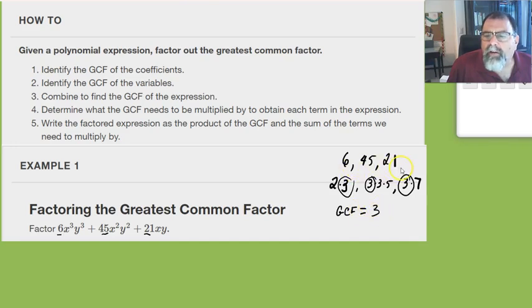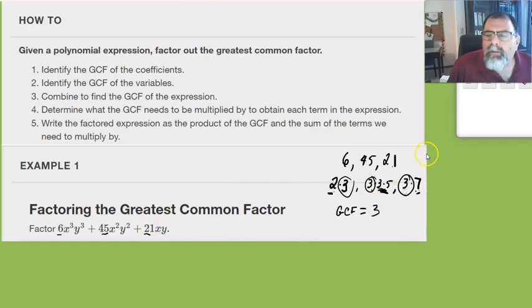3 would divide in all of them, and then what's left, right? So 6 is 2 times 3, so if I factor out a 3, I'm going to be left with the 2. 45 divided by 3 is 15, 3 times 5. So if I factor the 3 out, 15's left. So this is another nice benefit of looking at factors. 21 is 3 times 7. If I factor out the 3, I'm left with the 7. Or you can just say 21 divided by 3 is 7.